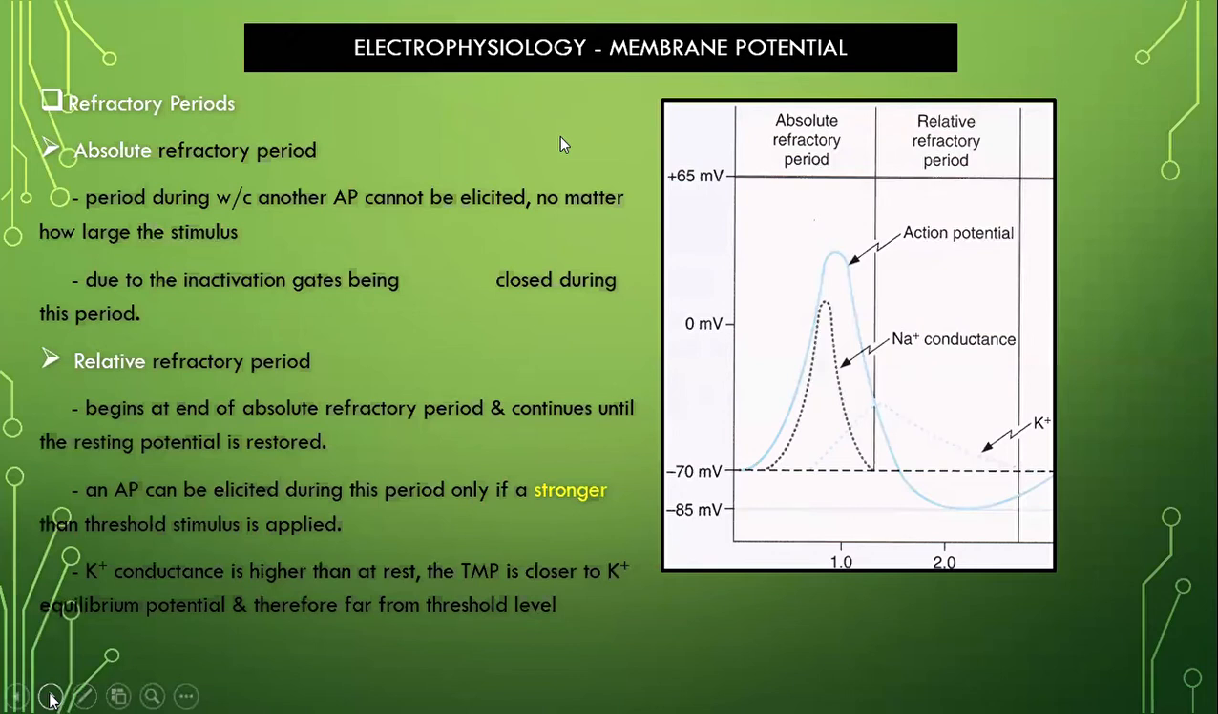That is the time when sodium channels are very much open, so sodium will go inside the cell. During that time, that is the time when the wave is up, okay? And then the channels will be closed. So during this period, no matter how big is your stimulus that you apply, it will not produce another action potential wave. When you say a relative refractory period, it begins at the end of absolute refractory period and continues until the resting membrane potential is restored.